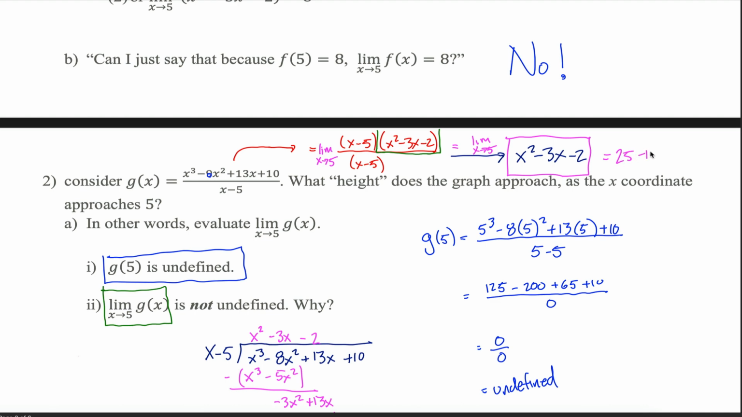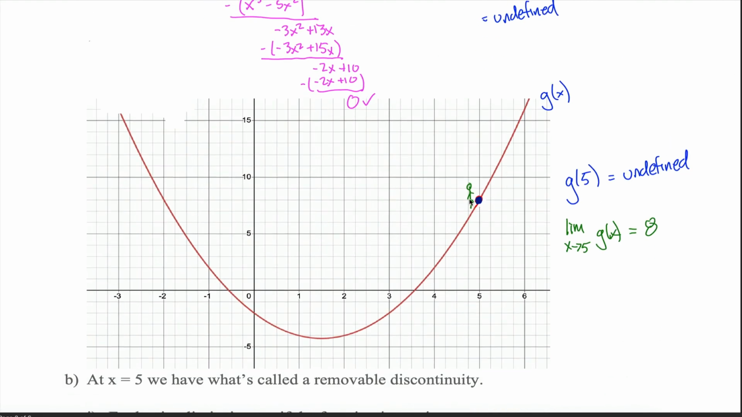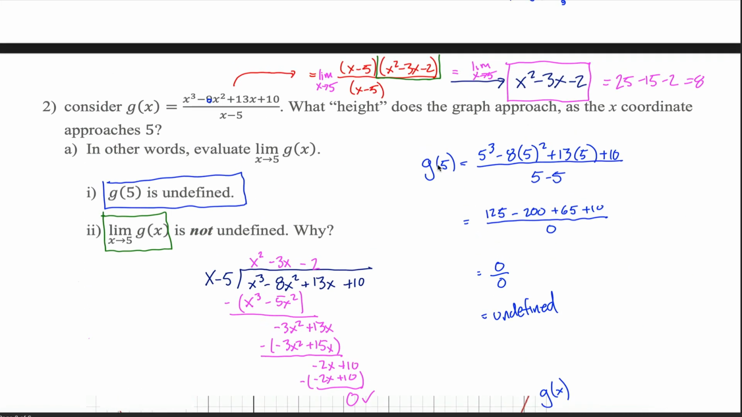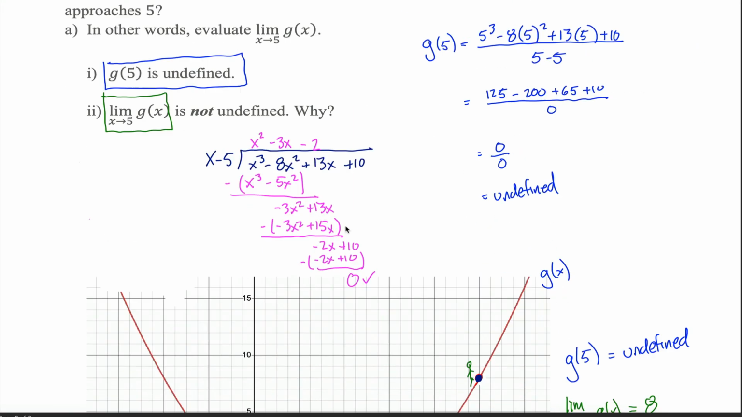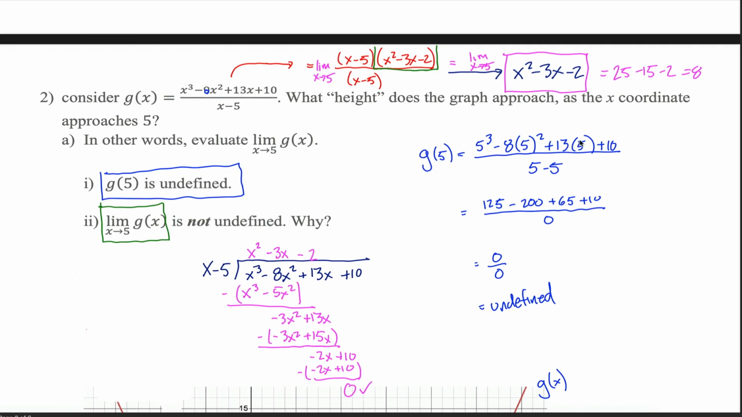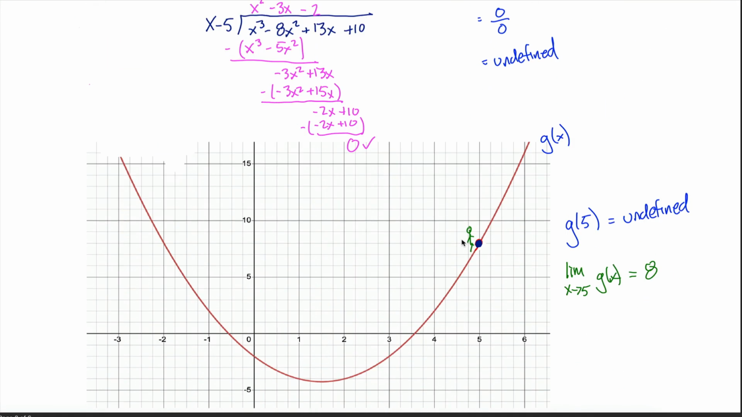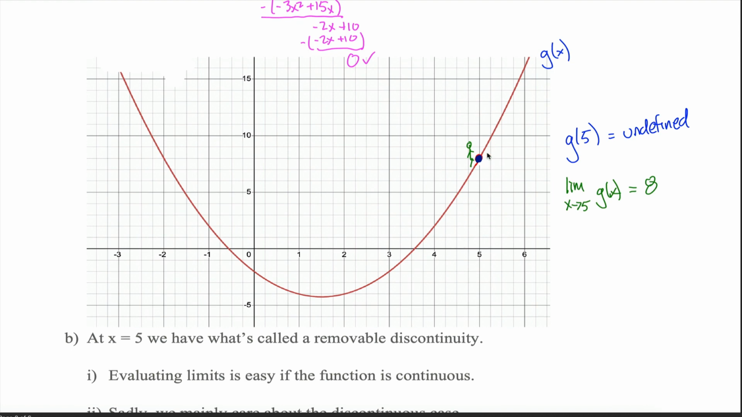You get 25 minus 15 minus 2, which is equal to 8, which is exactly what we see happening when we look at the graph. This graph with the open circle is this function. This graph without the open circle is this function, x squared minus 3x minus 2. They're almost identical, just one has the discontinuity.